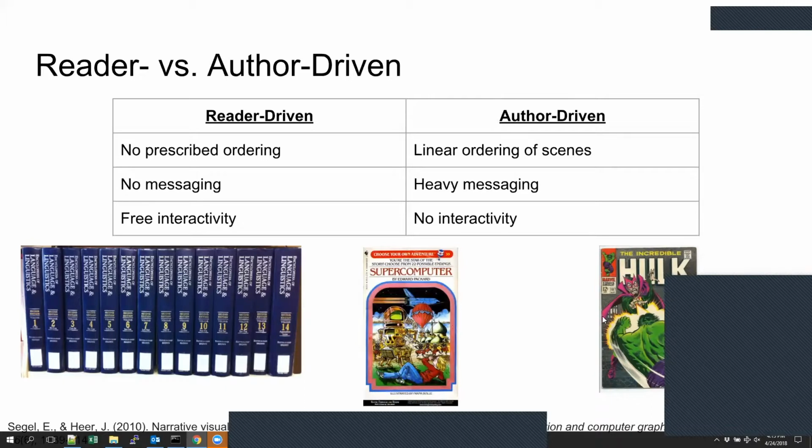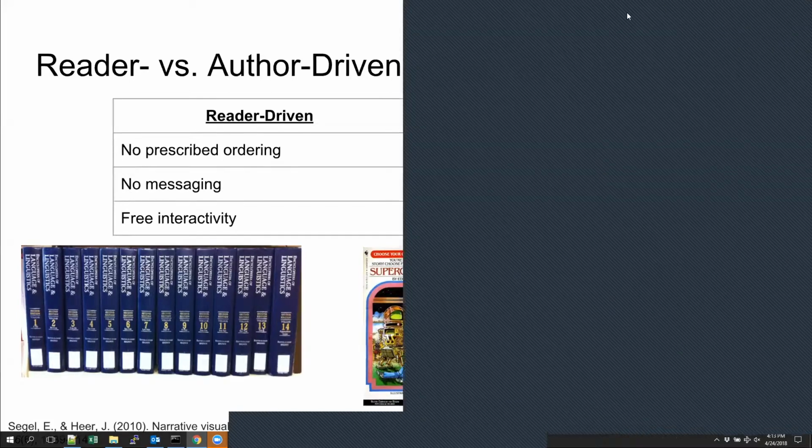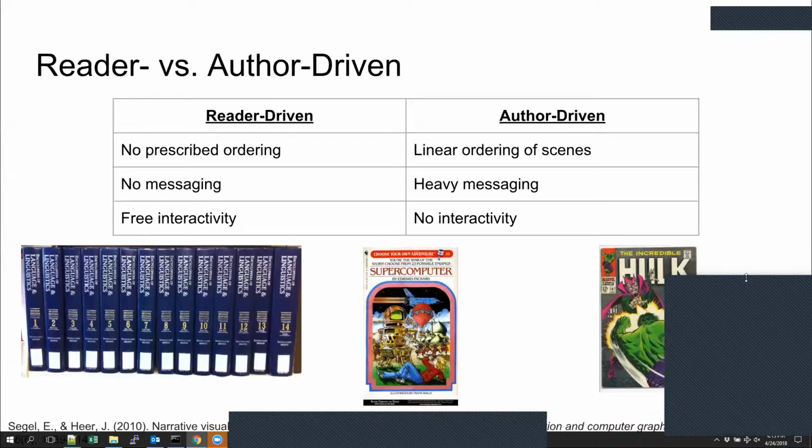One of the first things you have to consider when it comes to data visualizations as well is how you're going to set up the actual visualization. Are you going to set up something more reader-driven or something more author-driven?